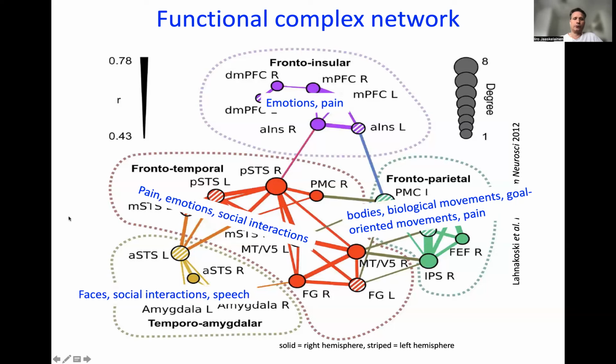And then we looked at which subnetworks' activity time courses actually correlate with which social features, and we see frontoinsular correlating with emotions and pain, frontotemporal with pain, emotions, social interactions, and frontoparietal with bodies, biological movements, goal-oriented movements, and pain. And then this temporoamygdalar network correlated with faces, social interactions, and speech.